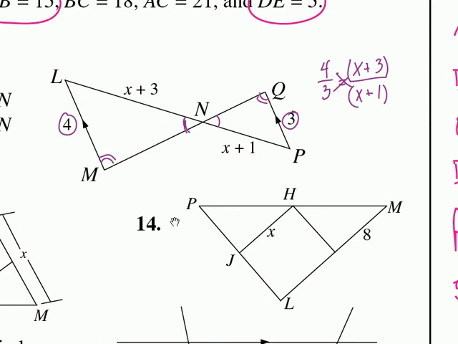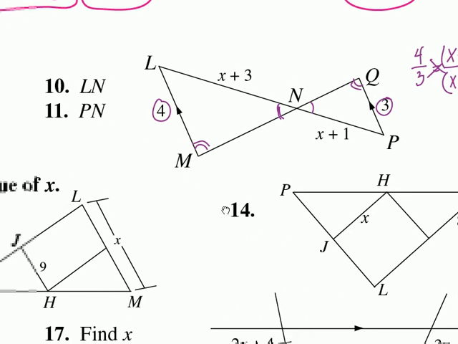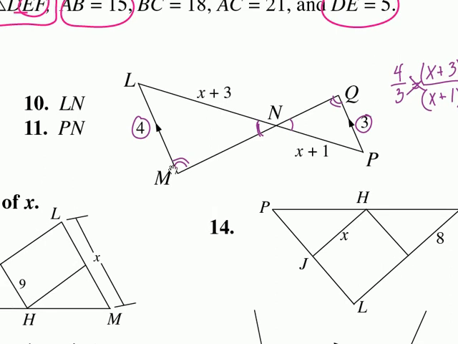Is that what it is? X is 5? Okay. But does the problem say to solve for x? Problem says to do what? Solve for LN. So would you say x is 5 on this? Okay. So if x is 5, LN is 8 because it's 5 plus 3. And then PN is just 6 because it's plus 1. Easy as that. We good? Questions? All right.